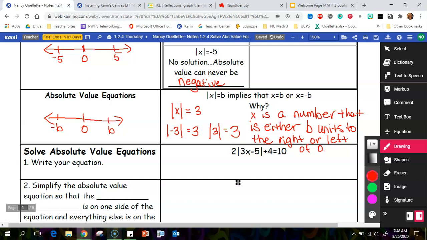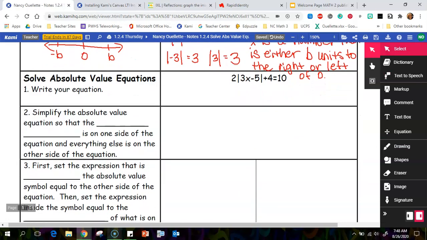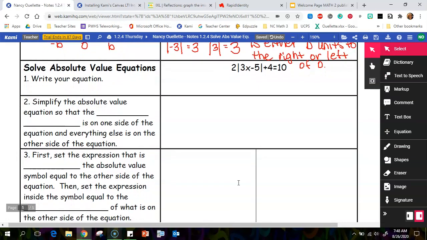All right, so let me just talk to you about solving absolute value equations because that's really what this lesson is. There's a process to this. It's not too difficult, but I'm just going to take you through the steps.